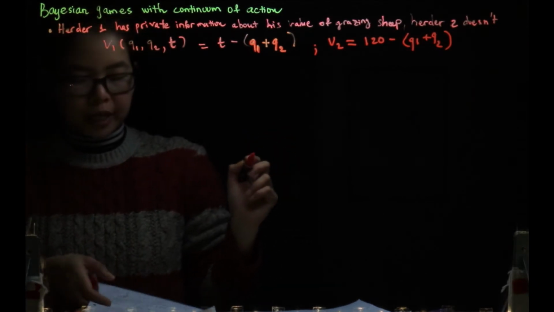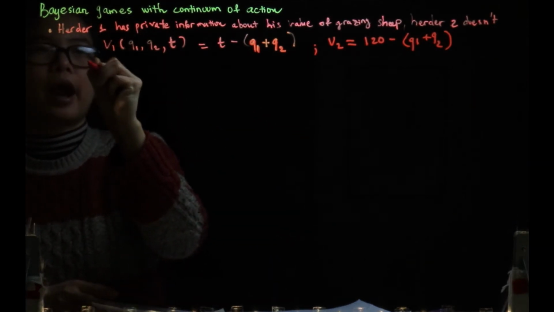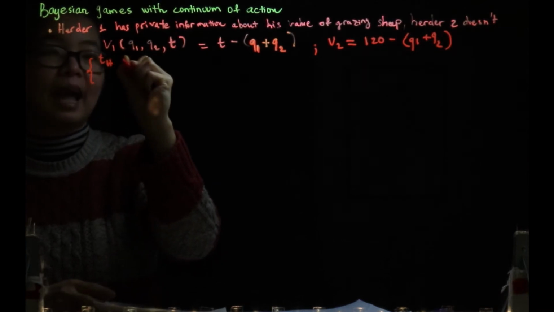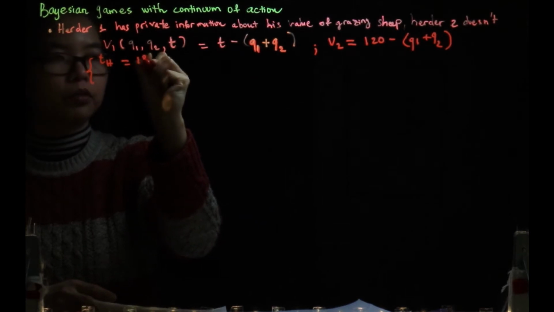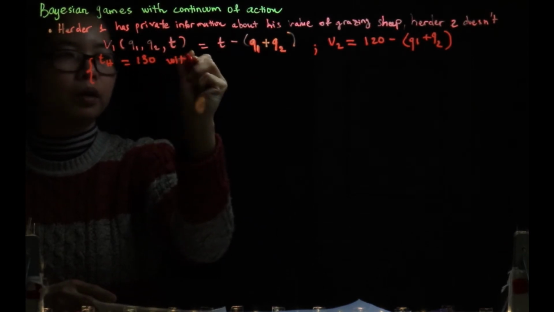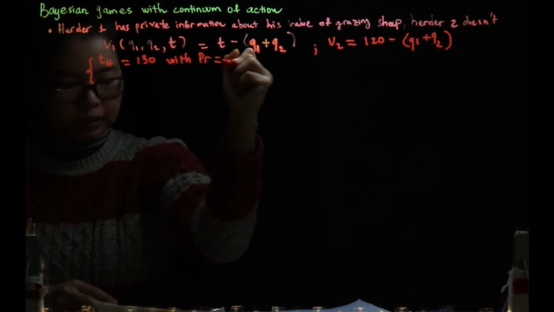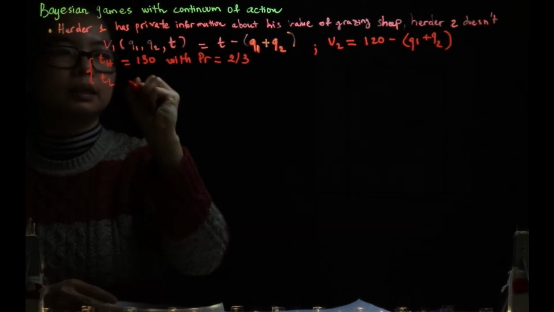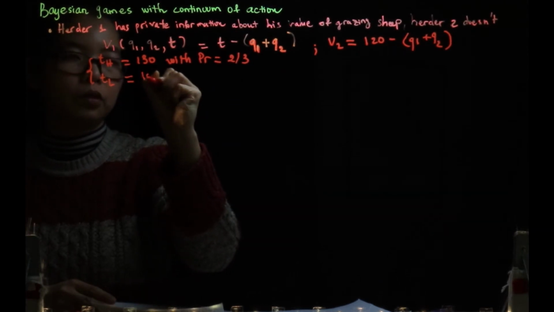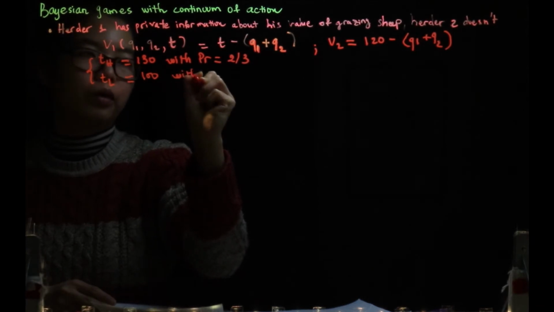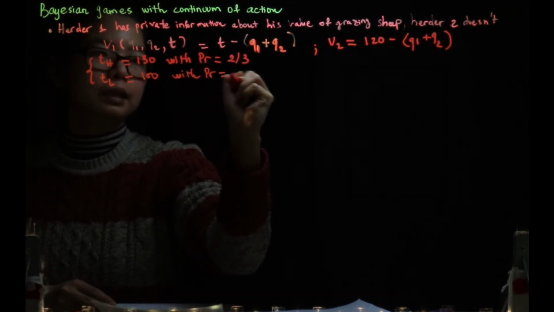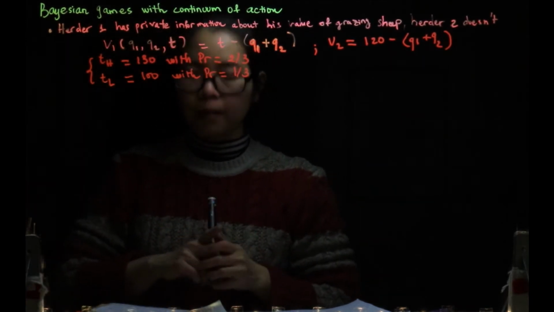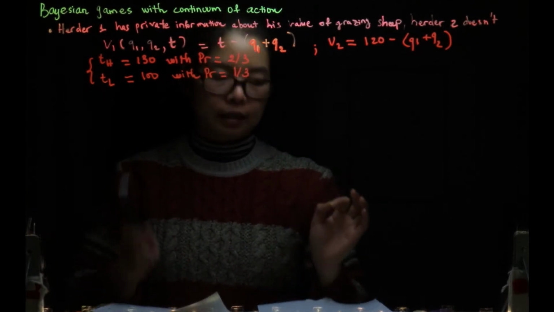Now, what makes a difference is t. We could have t high equals 130 with probability 2/3, and t low equals 100 with probability 1/3. Okay. So that's the assumption.